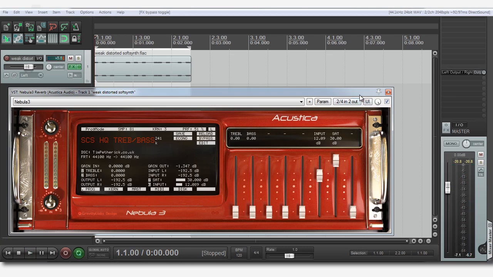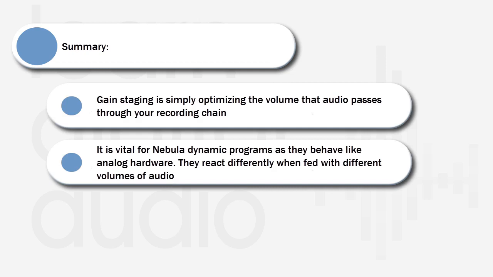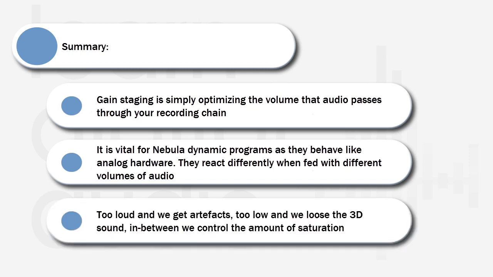Sounds excellent. Summary. Gain staging is simply optimizing the volume that audio passes through your recording chain. It's vital for Nebula dynamic programs as they behave like analog hardware. They react differently when fed with different volumes of audio. Too loud and we get artifacts. Too low and we lose the 3D sound. In between, we control the amount of saturation.